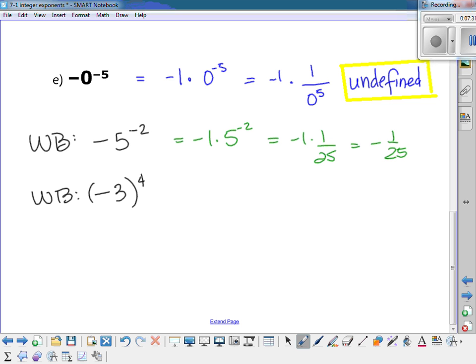Oh, whoops, that's supposed to be to the negative 4, my bad. Negative 3 to the negative 4. Okay, so you get 1 over negative 3 to the fourth. That's just negative 3 multiplied 4 times. So 1 over 81. It comes out positive.